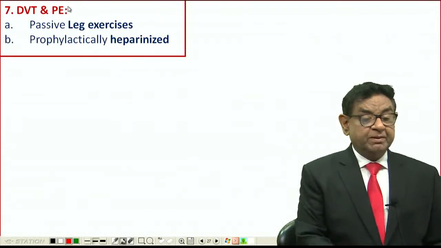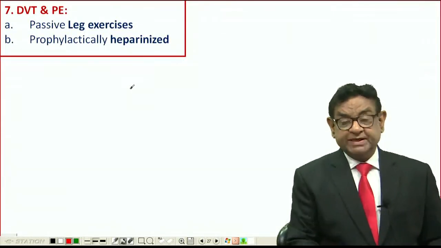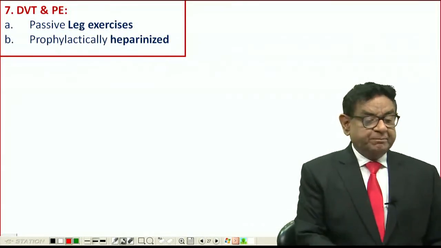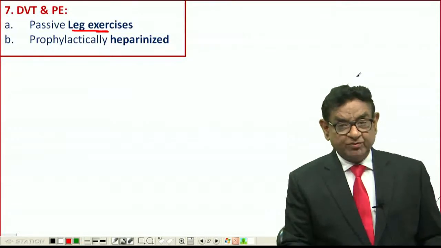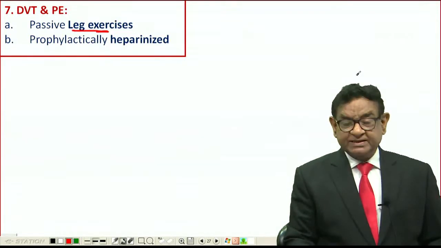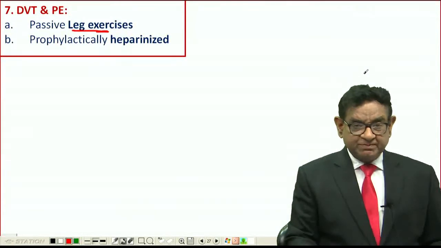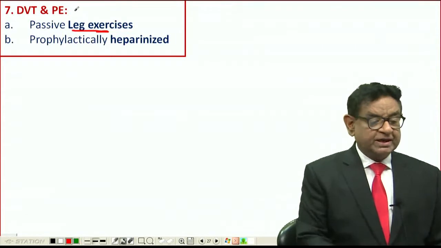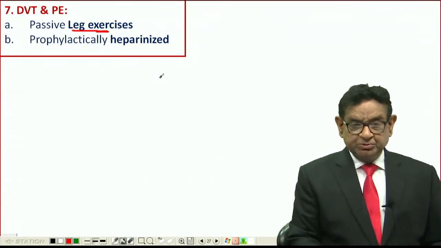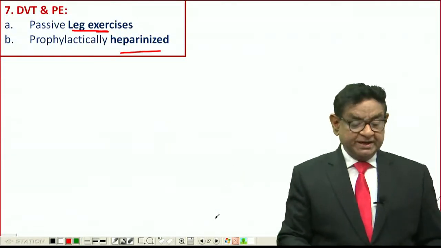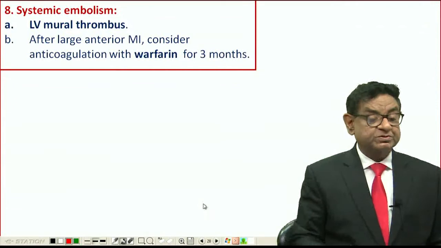Deep vein thrombosis and pulmonary embolism are a big problem because patients keep on lying on the bed for a long time. That's why it's essential that passive leg exercises should be started on day 1. Patients should be advised to move, just keep on flexing and extending the ankle joint so that there is some calf muscle activity. Passive calf exercises should always be advised to avoid this problem. And these cases should be prophylactically heparinized also. There's one idea of giving heparin in the case of MI also.